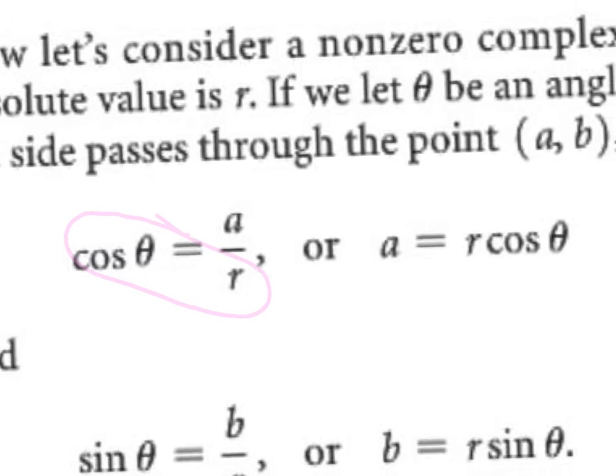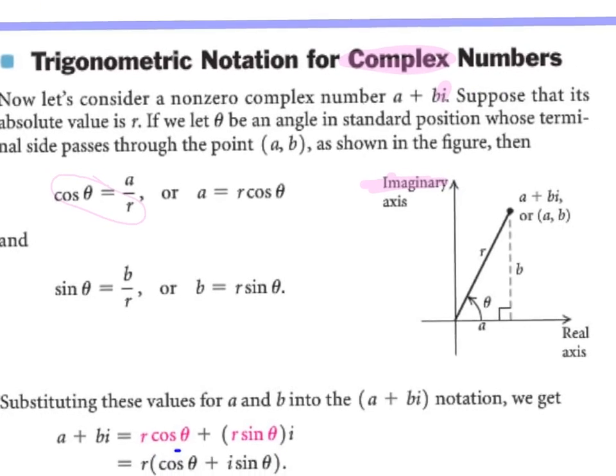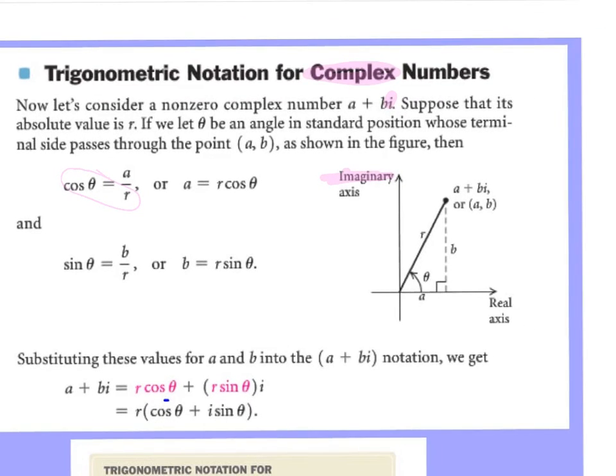Hopefully you can see what's coming next, the sine. So if I'm dealing with the sine of theta, I'd be dealing with B, the opposite, over R, the hypotenuse. And again, if I cross multiply, B is actually R times the sine of theta.